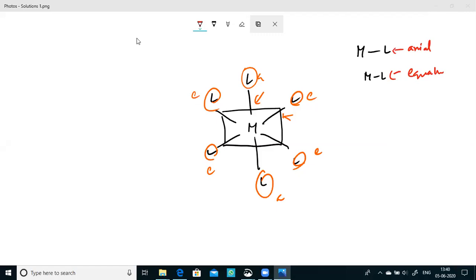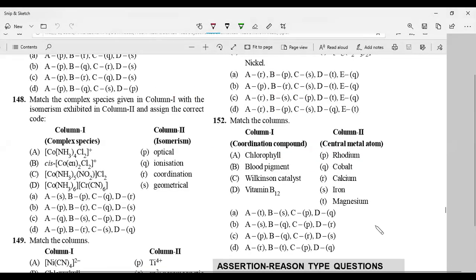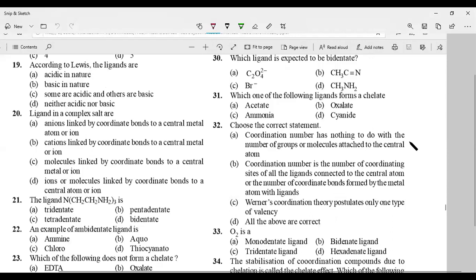There you can see some MCQs. Questions number 19, 20, 21, 22, 30, 31. Take 5 minutes and complete these questions.